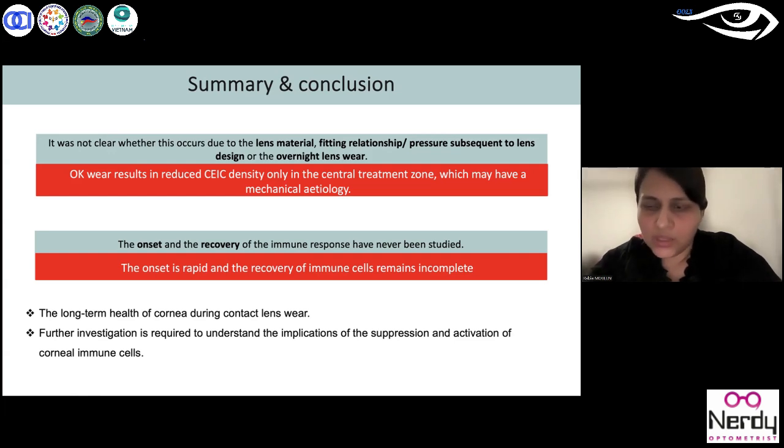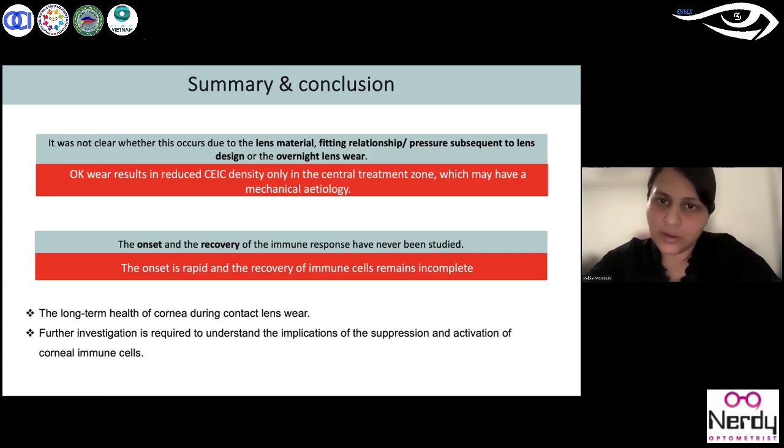In soft contact lens wear, we observed immune activation. In orthokeratology lens wear, we observed immune suppression. So which cornea is more at risk? Which is better? Is it better to have more cells or is it better to have fewer cells? We don't know yet, and this is our next study that we are conducting.